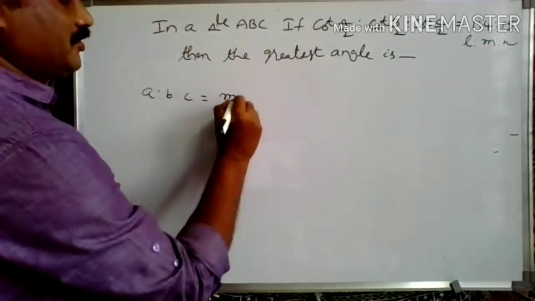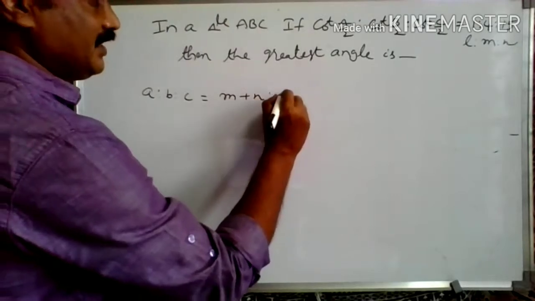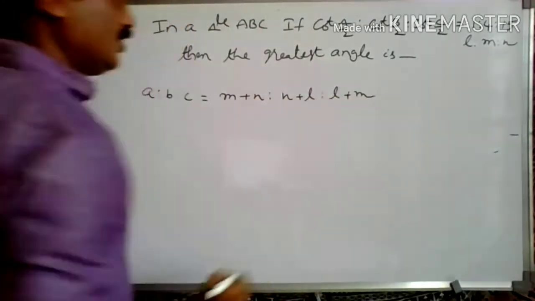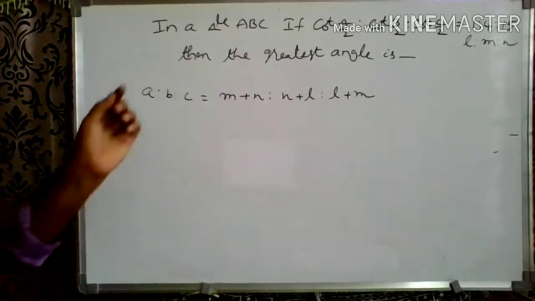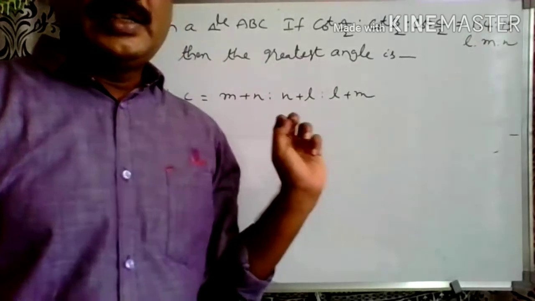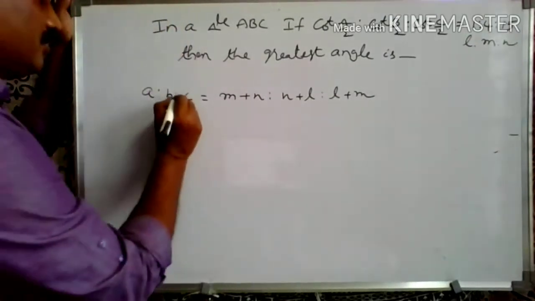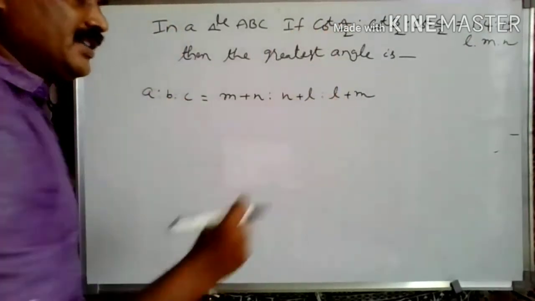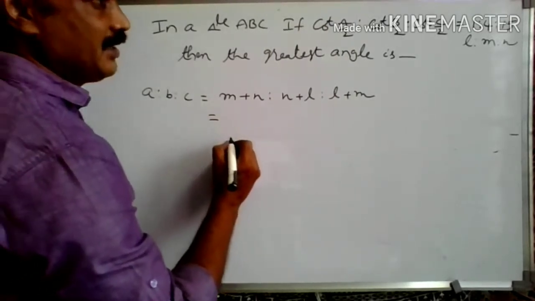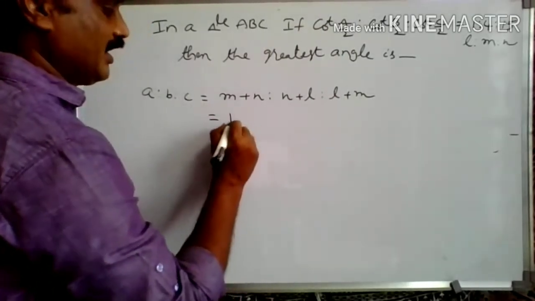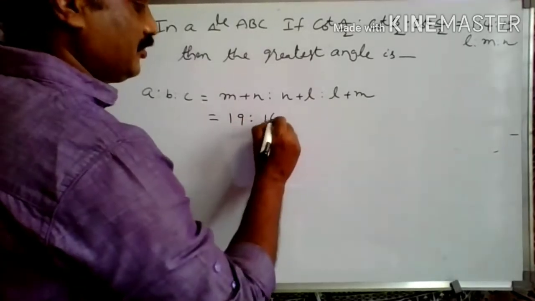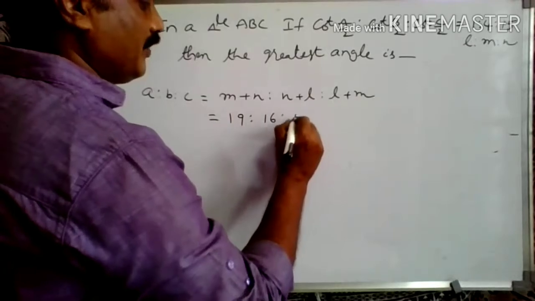a : b : c is equal to M plus N : N plus L : L plus M. Students, cot A/2 : cot B/2 : cot C/2 is equal to L : M : N, and a : b : c is given by the formula M plus N : N plus L : L plus M. What is M plus N, students? 15 plus 4, 19 : N plus L, 16 : L plus M, 5.